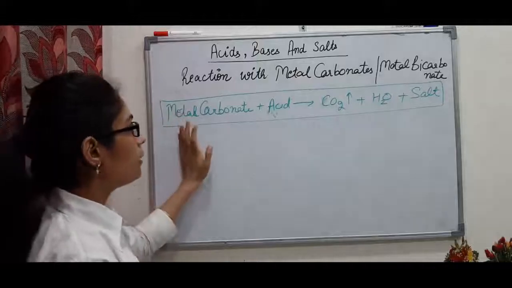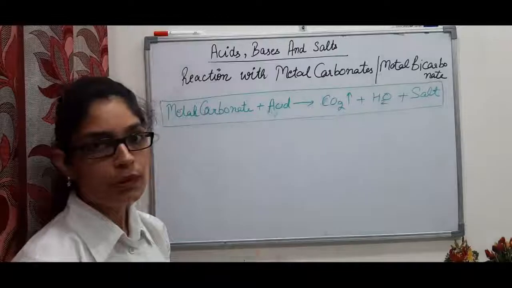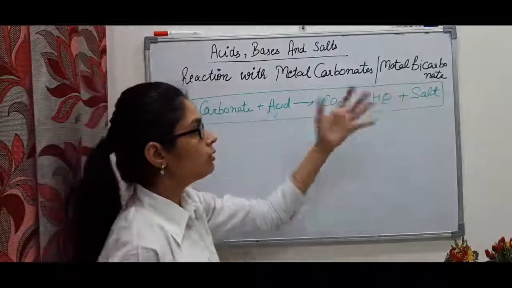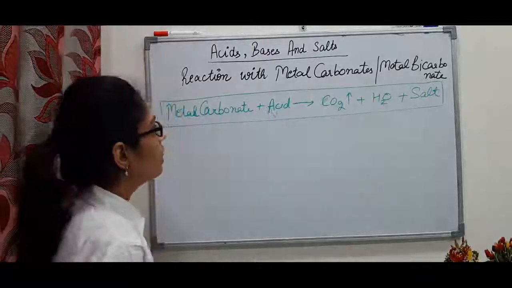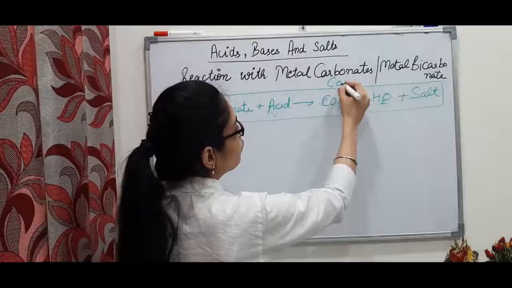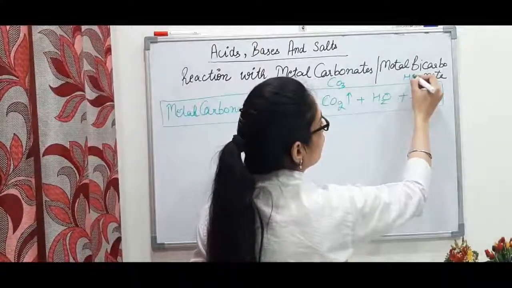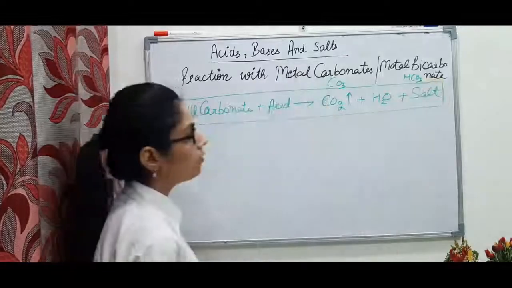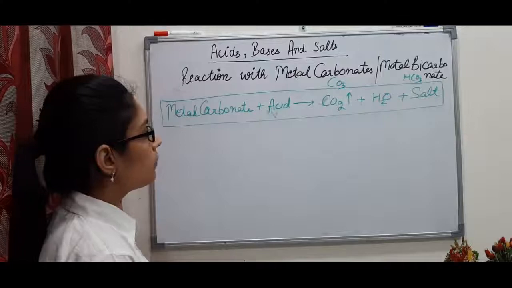So if you are reacting a metal carbonate with acid, you will get these products, or if you are reacting metal bicarbonates, you will get the same products. Same for both. Carbonates you can recognize by CO3 at the end of the formula. Bicarbonate means HCO3 will be given. So now let's do some chemical equations.